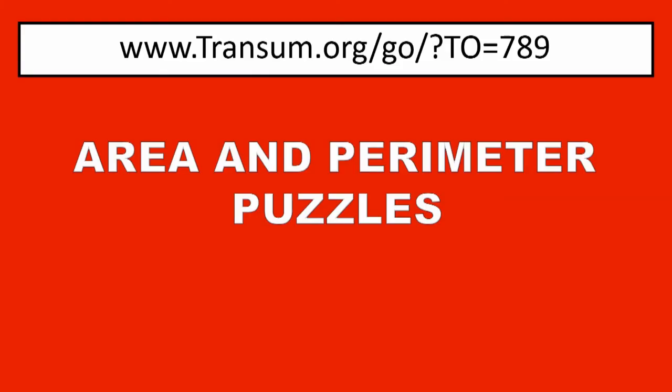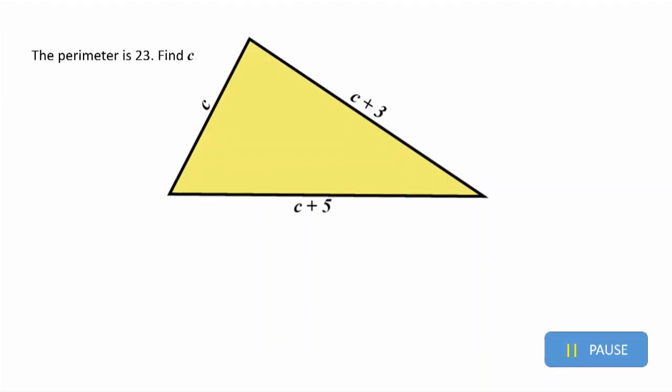And finally, some area and perimeter puzzles, just to make you think a little bit more. So here's a nice easy one to start with. The perimeter of this triangle is 23, whatever the units are. We have to find what that letter C stands for. Okay, pause the video, have a go at that yourself, or come back here for the solution, which I'm going to show right now.